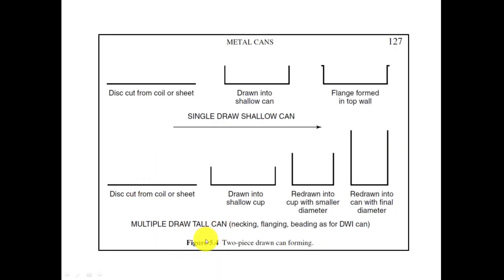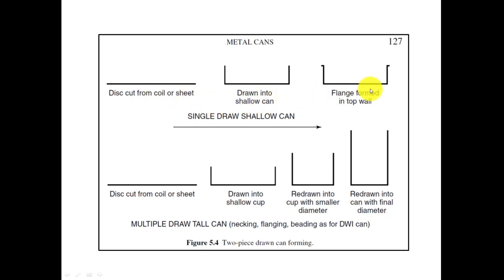So this is the diagram that represents the two-piece drawn can forming. This is the example in which only a single draw shallow can has been obtained. First of all, we will make a cut from the coil or the sheet. We will draw it into a shallow can.